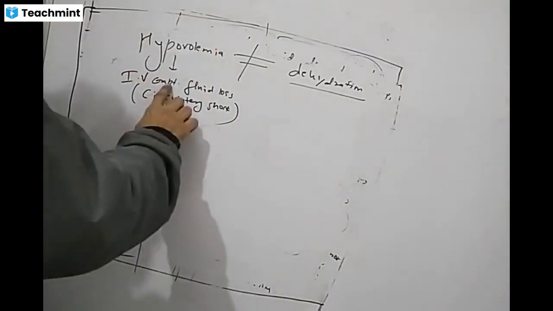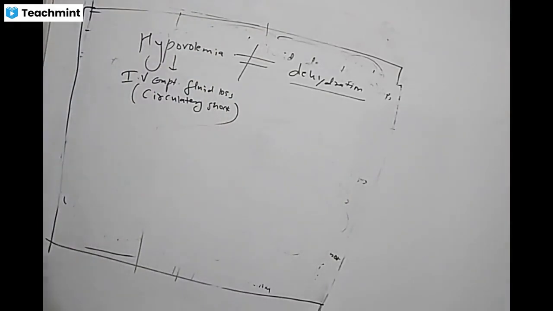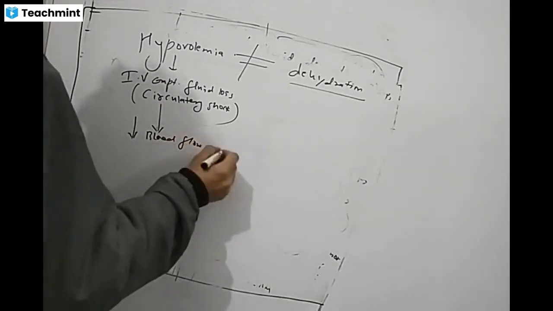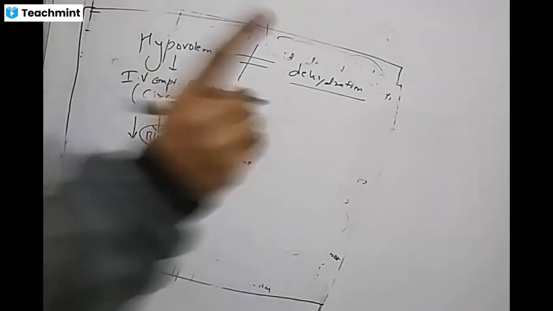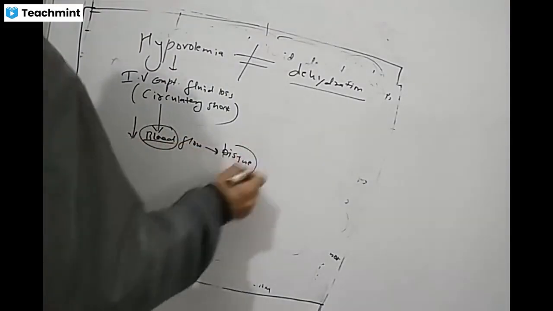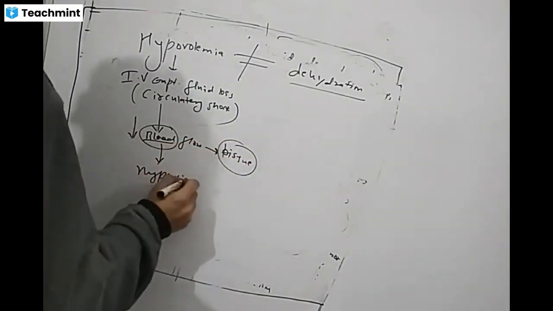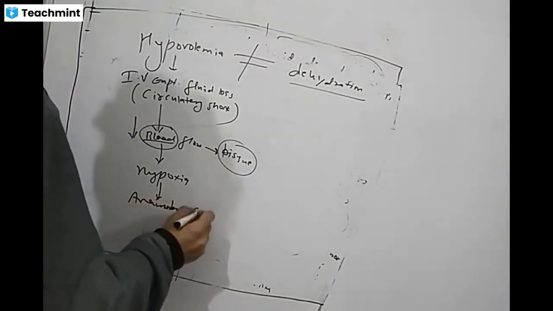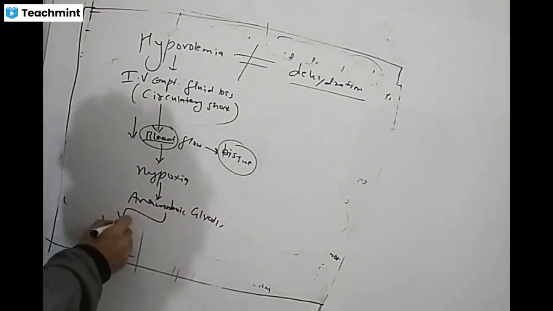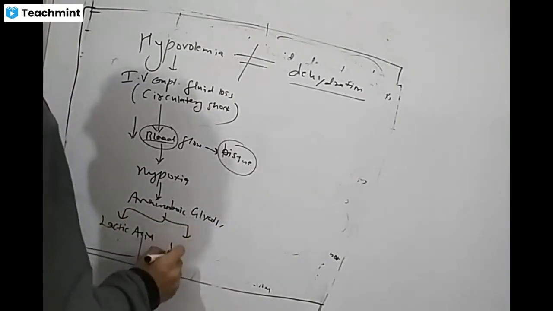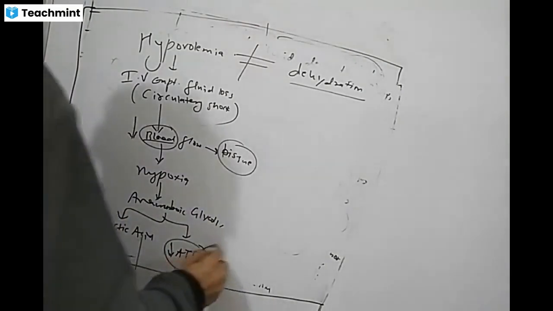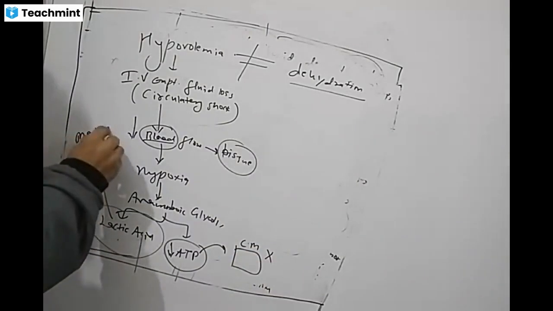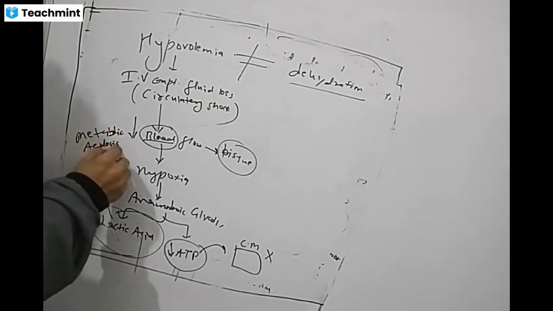So in hypovolemia, IV compartment volume is going down. Because of this, if volume is less, less blood flow will go to tissues. As we know, blood is a source of oxygen and glucose. So if less blood goes to the tissues, it means there will be hypoxia, less oxygen. And because of hypoxia, what will happen? Anaerobic glycolysis. Two things will happen: one is lactic acid and one is less ATP. Because of less ATP, cell membrane function will be disturbed. Because of lactic acid, metabolic acidosis will be there.